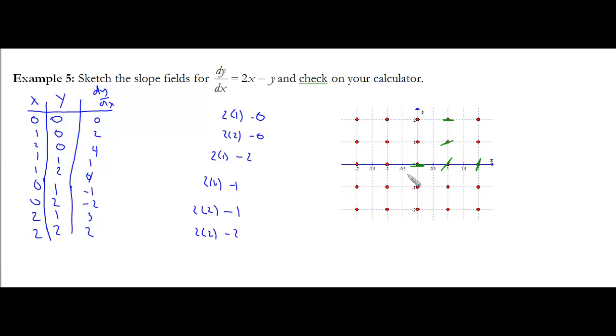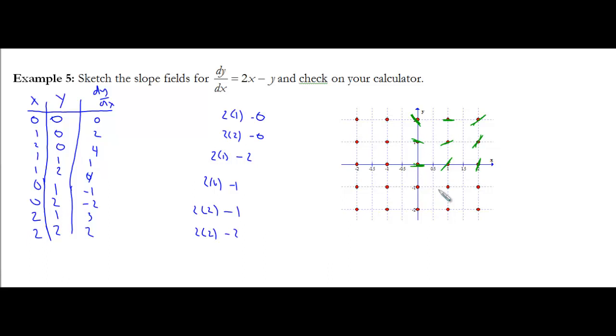And at 0, 1 we have a slope of negative 1, so it's going to be like that. And at 0, 2 we have a slope of negative 2, so it's going to be a little steeper than that, so maybe something like that. And at 2, 1 there's a slope of 3, so that needs to be kind of steep. There we go. And at 2, 2 is a slope of 2, so we'll call that slope of 2. Alright, and you can do the other quadrants on your own. You can see the idea.